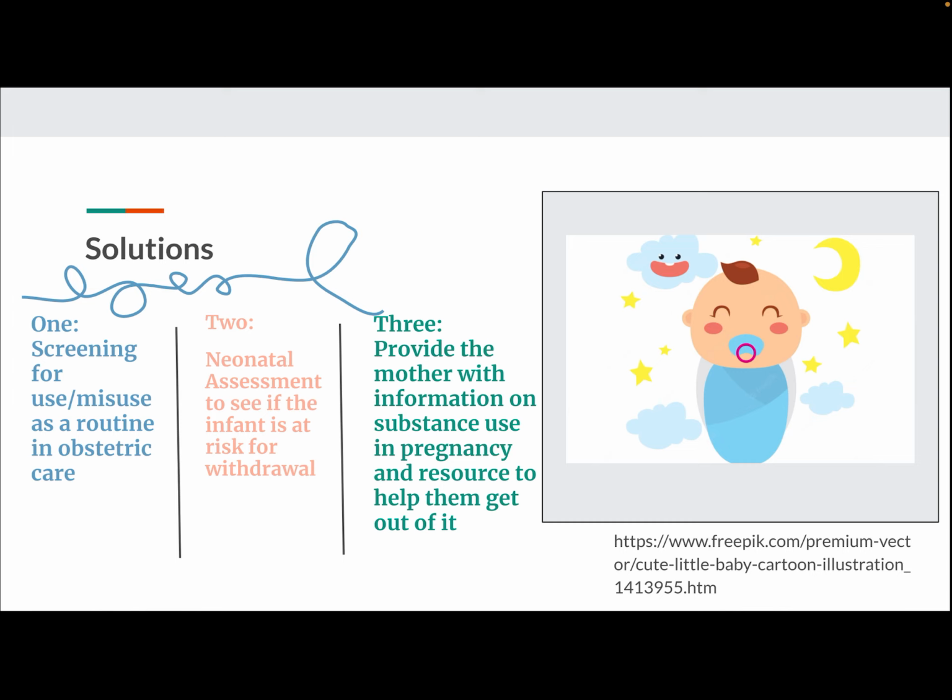The second part of the solution is neonatal assessment to see if the infant is at risk for withdrawal. This is important because after the infant is born, it's really important to know what type of withdrawal they would be going through so that medications can be administered to ease the withdrawal, so the infants are not at risk for more harm. The third part is providing mothers with information on substance use in pregnancy and the resources to help get them out of it. Because if those things aren't done, then the cycle will just continue.